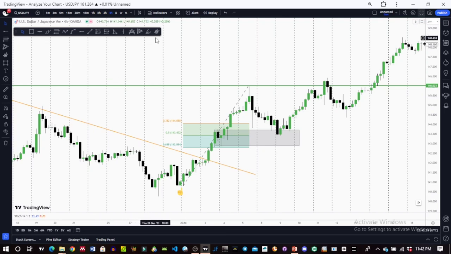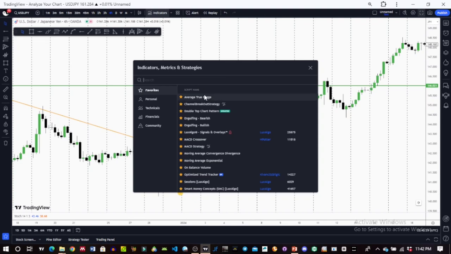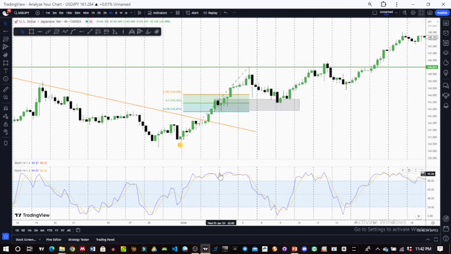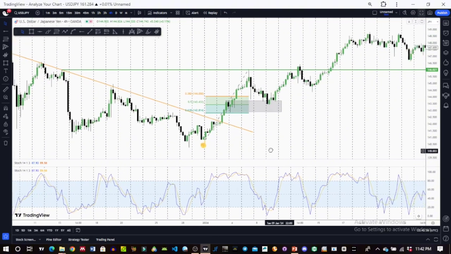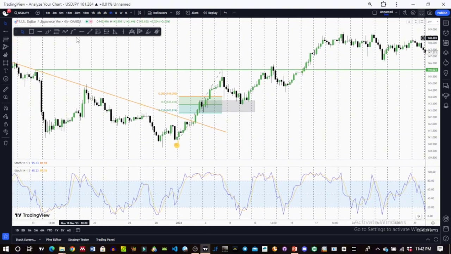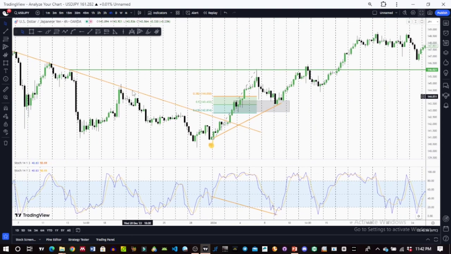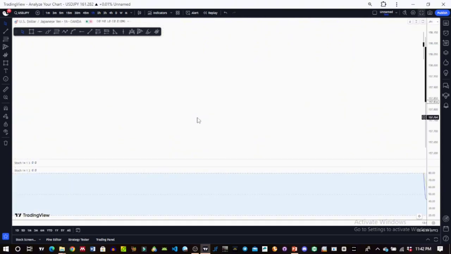And another confluence I could use as a reason to take this trade is an indicator I use for divergence strategy. And this indicator is the stochastic indicator. So I'll add this to the chart, and you could see that price gave a very beautiful divergence from this level here, and on the indicator, so that was a clear divergence. So this is another confluence for me to take a trade.